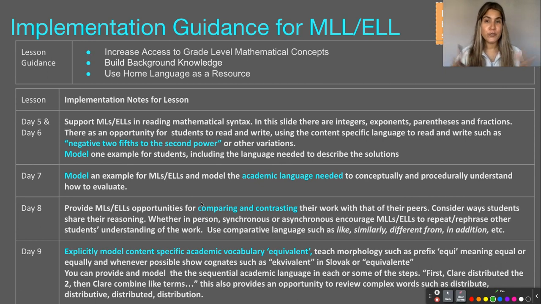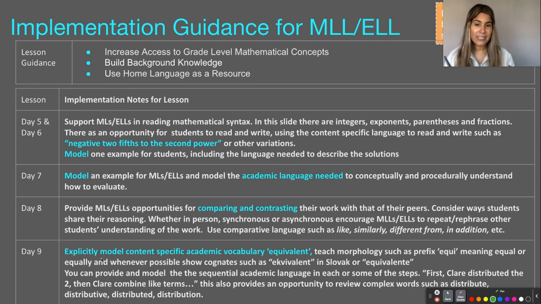But you could also use just the Google Slides and assign it as an assignment. So this is a good lesson to compare and contrast their work. Now, in day 9, it says explicitly model content-specific academic vocabulary. What does it mean to be equivalent?